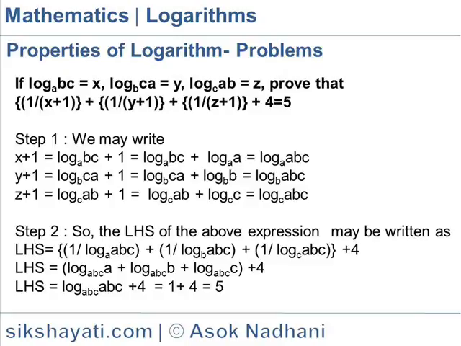That gives you the expression as log A with base ABC plus log B with base ABC plus log C with base ABC plus 4. So log A plus log B plus log C with base ABC you can write as log ABC with base ABC, plus 4. The value of log ABC with base ABC is 1, so 1 plus 4 is equal to 5, proved.